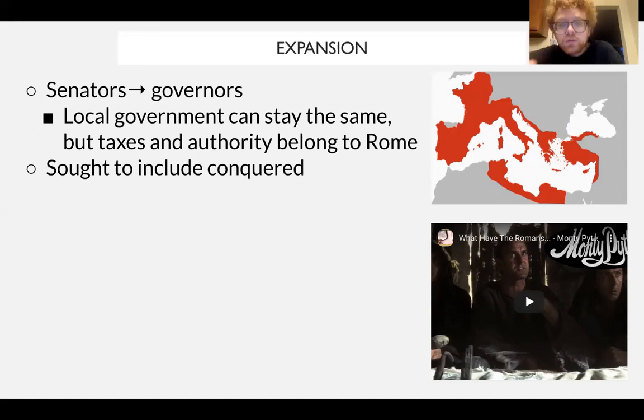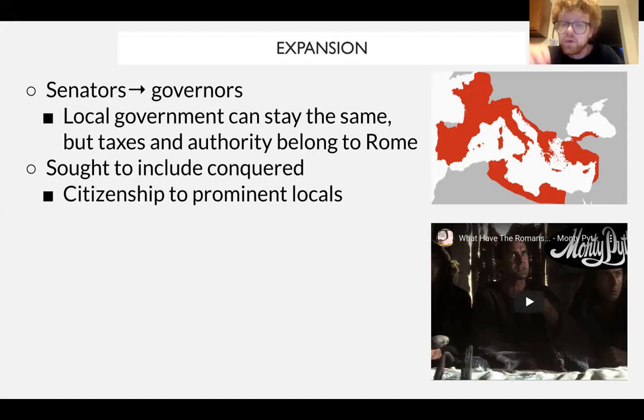So we're also going to see this idea of including conquered people. We are going to see that prominent locals are going to be subdued by giving them the same political rights as prominent locals in Rome. They can elect members to send to the Senate. So we are seeing that citizenship will be extended to conquered people.